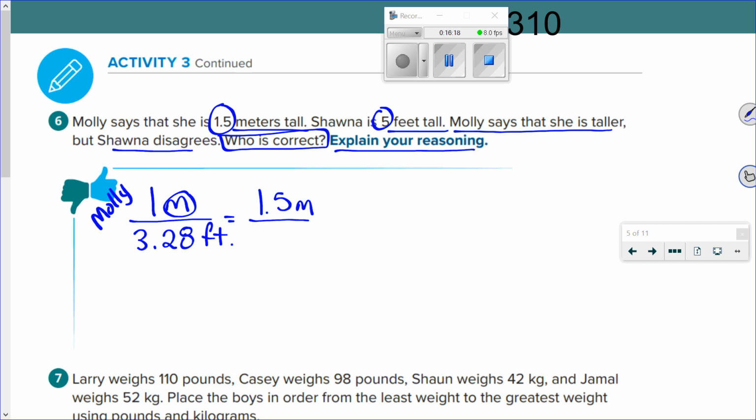So how would I go from 1 meter to 1 5/10 meters? 1.5. Nate, what do I do? You multiply by 1.5. You multiply by 1 5/10. So if I do that to the top, I need to do the same thing to the bottom.